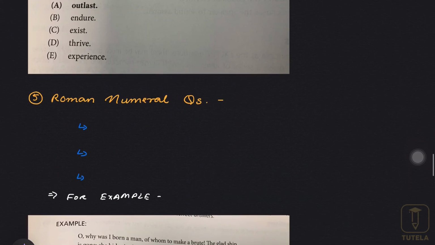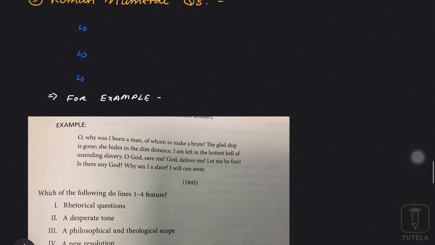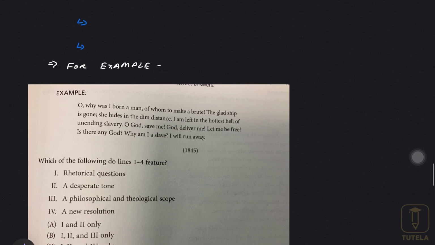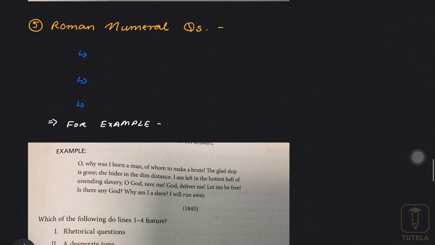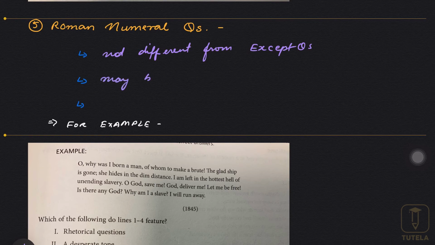Let's take a look at the next type of question. Such questions are called Roman numeral questions. Roman numeral questions typically look like these. As you can see on the paper, Roman numeral questions are not very different from except questions, because there may be more than one right answer.